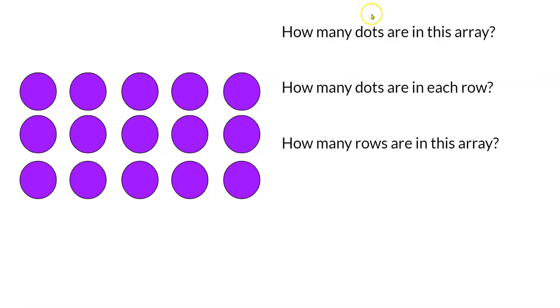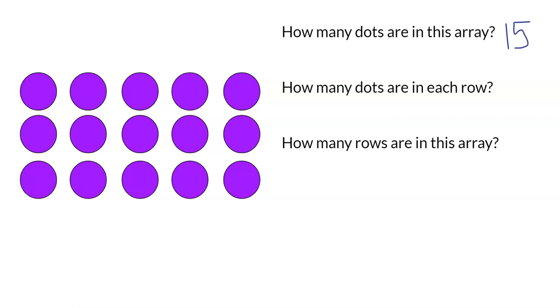All right, let's get into our lesson. So here we have an array model. Okay, so we have equal columns, equal rows. So let's go ahead and answer these questions before we get into everything. How many dots are in this array? Okay, yeah, so we have 15 dots all together.